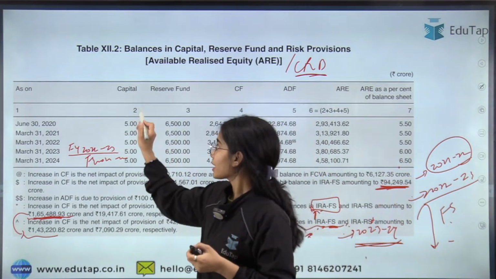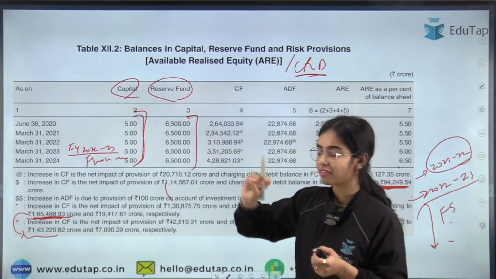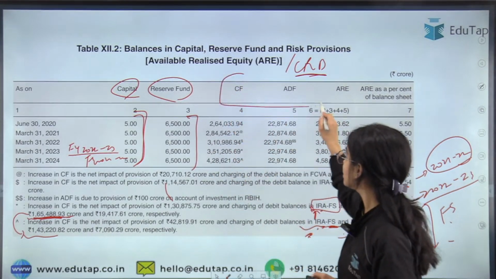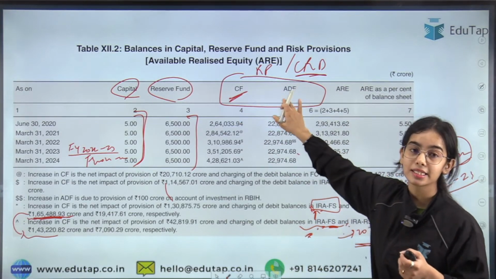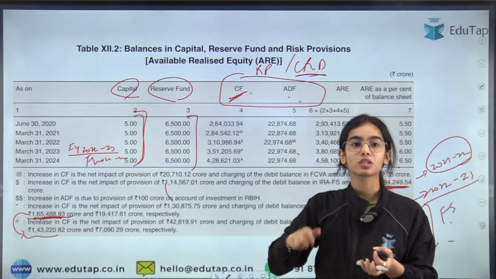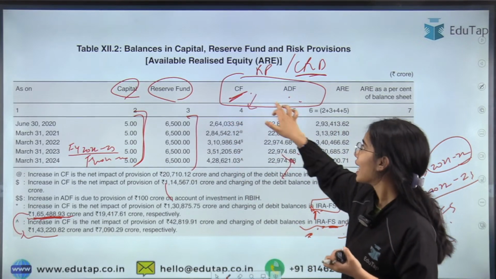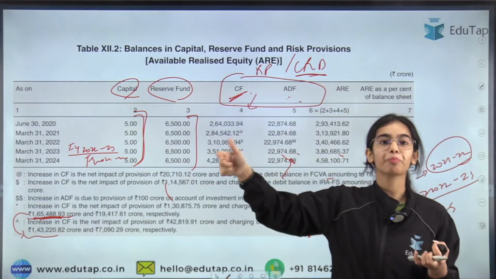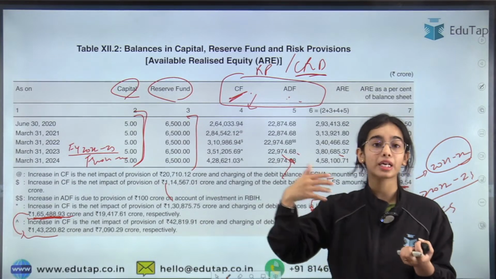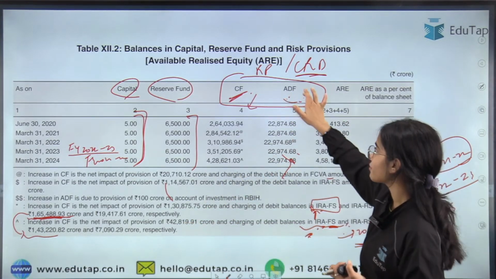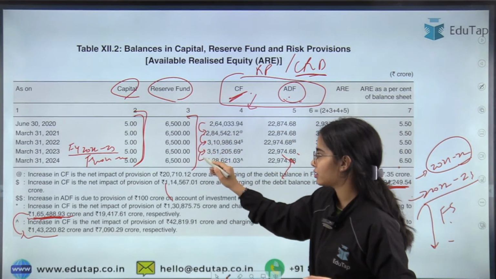The capital is 5 crores. The reserve fund is 6,500 crores with the RBI. These are the risk provisions that the RBI maintains. This is the contingent fund and this is the asset development fund. The contingent fund is for the risk buffers, to cover the risk, and the asset development fund is for the development of its subsidiaries. Like when the Reserve Bank Innovation Hub was made, the RBI had to give 100 crores for that, so this asset development fund is for that. So these are the risk provisions, and they actually accumulate.